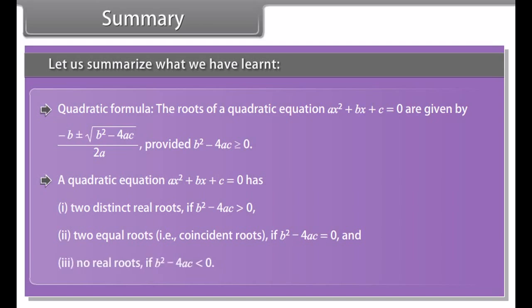A quadratic equation ax² + bx + c = 0 has 1. Two distinct real roots if b² − 4ac is greater than 0. 2. Two equal roots, that is, coincident roots, if b² − 4ac is equal to 0, and 3. No real roots if b² − 4ac is smaller than 0.